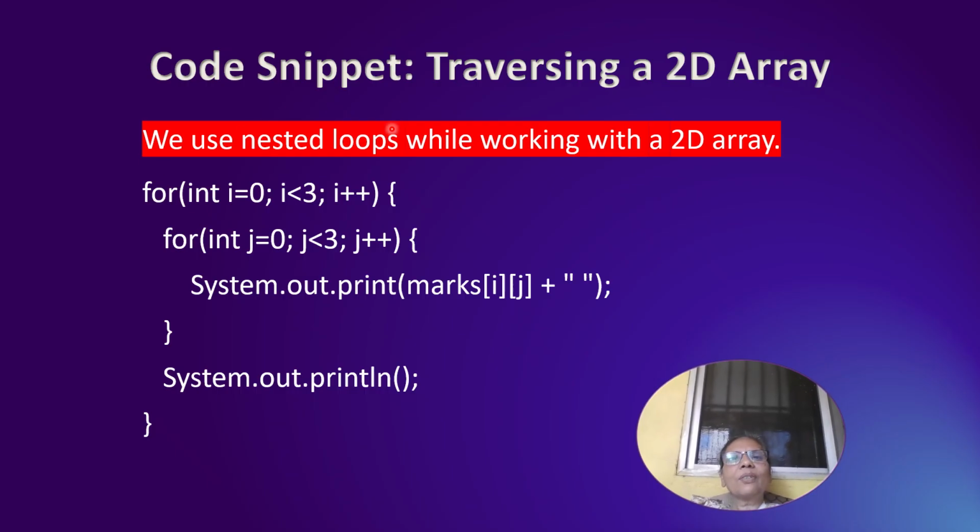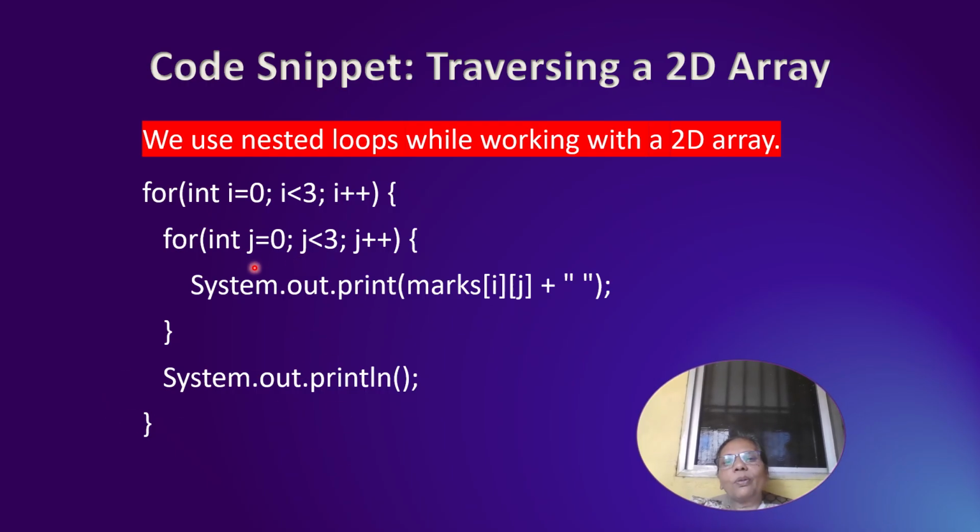Some code snippets for working with the array. We use nested loops while working with a two-dimension array. So here this is the first loop and this is the second loop. So this is a nested loop. As there are 3 rows and 3 columns, we are having for int i is equal to 0, i less than 3, i plus plus, and then this is a block. Inside this block we are having for int j is equals to 0, j less than 3, j plus plus, and then we are displaying System.out.print marks of ij plus a space in order to maintain the gap between the data.